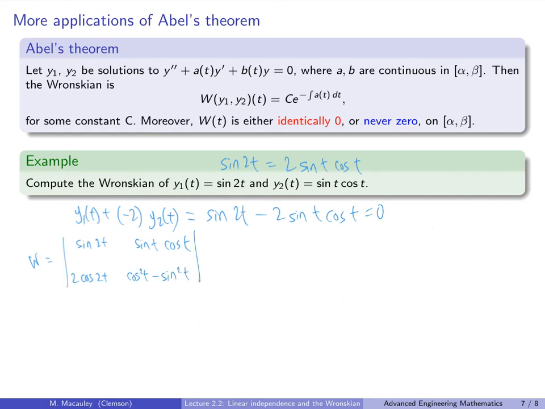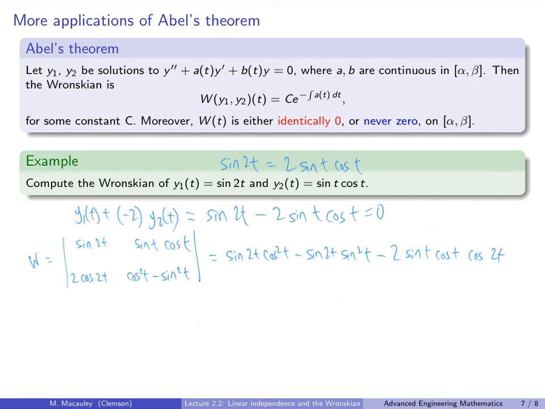So let's actually compute this determinant. This is sine of 2t times cosine squared of t, minus sine of 2t times sine squared of t, and then minus 2 sine of t cosine of t cosine of 2t. So now it is not at all clear that this thing is going to be 0.